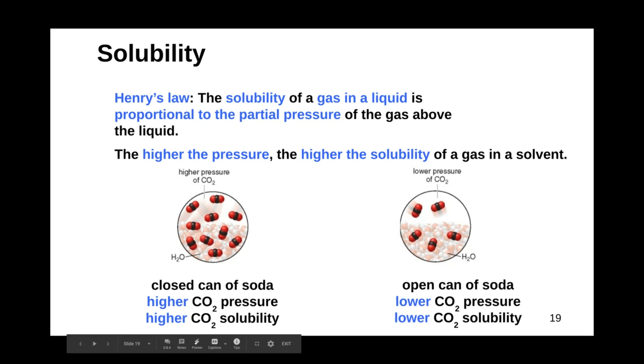Now we can think about what this is conceptually. You've all drunk soda or seltzer at some point in your life. If we think about a closed can of soda, it has high CO2 pressure, thus high CO2 solubility. The can is closed, so it's sealed. You're not losing meaningful amounts of CO2. Thus, you have high CO2 pressure, thus lots of CO2 dissolved in your water. Conversely, when you open the can of soda, you decrease the pressure, i.e. you let some of that CO2 out of the headspace of your soda. What does that do? Well, it decreases the pressure because you have fewer gas molecules. Thus, it decreases the solubility of CO2.